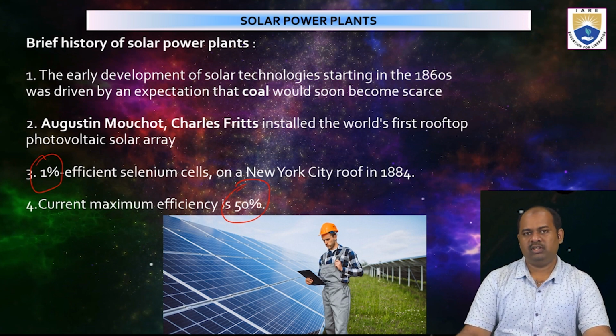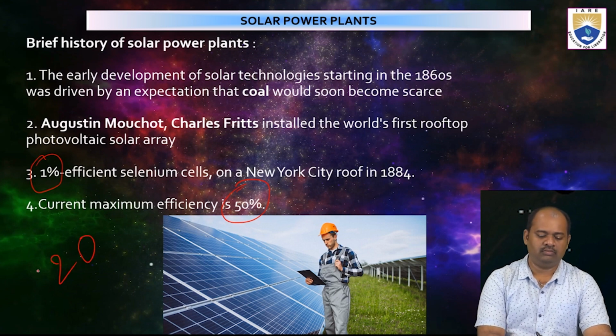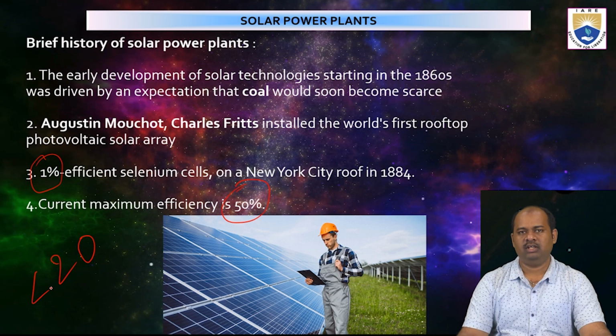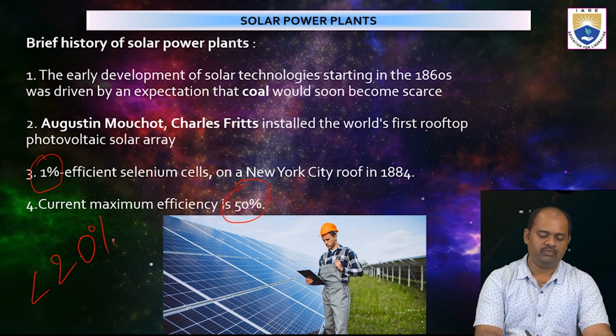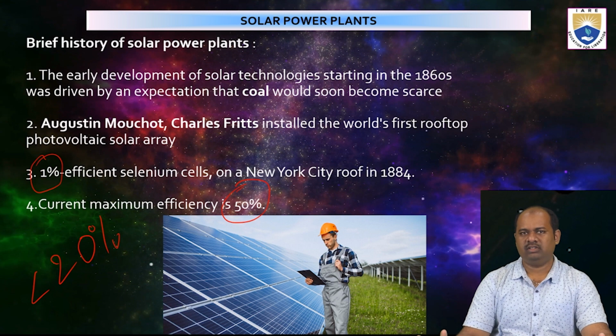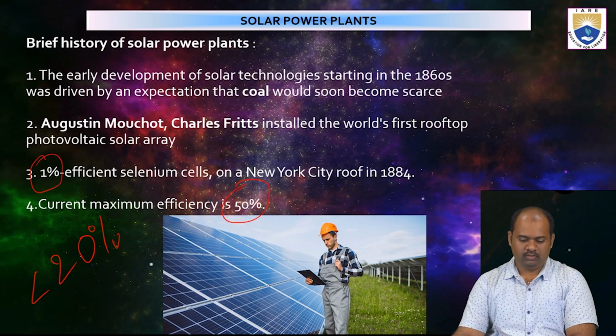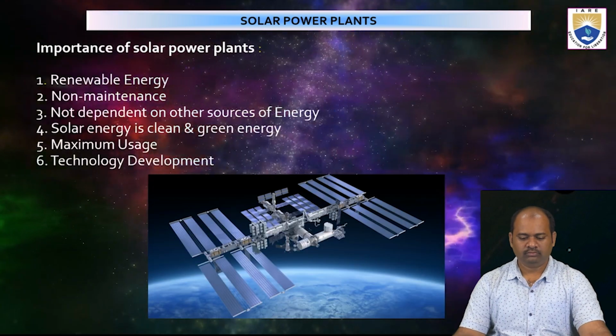In fact, most of the solar panels have an efficiency of less than 20%, not more than 20%. It has only a very small efficiency like 15 to 20%, which is very small when compared to a thermal power plant or a hydraulic power plant, where we can get 70 to 80% efficiency. Now we'll go to the next slide.